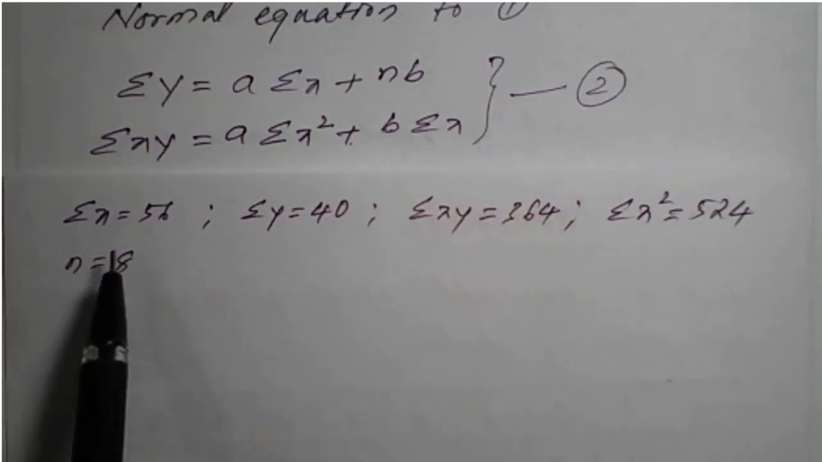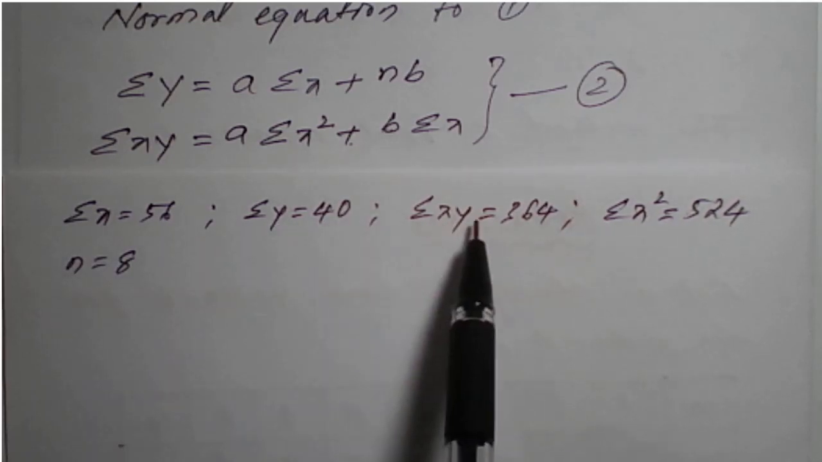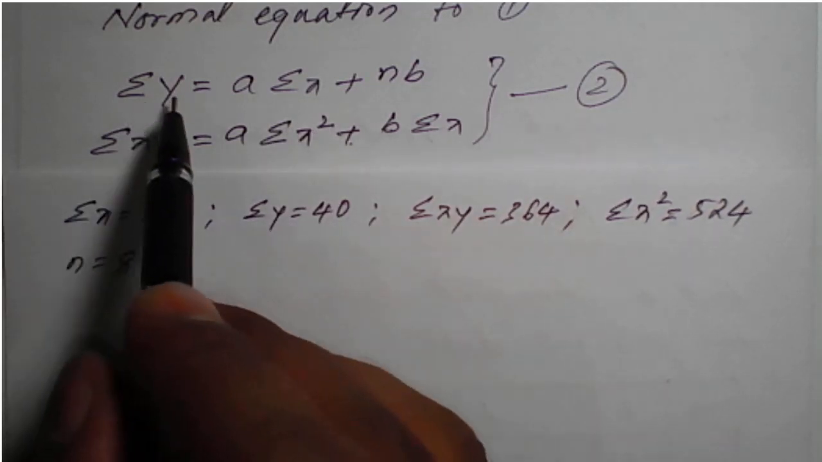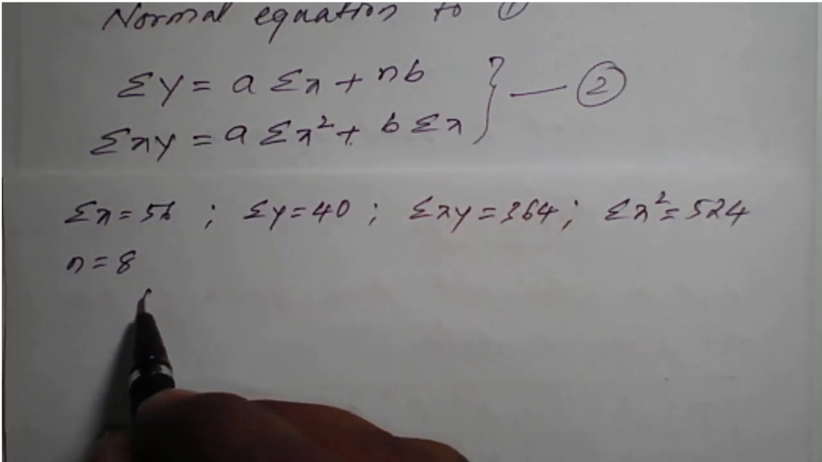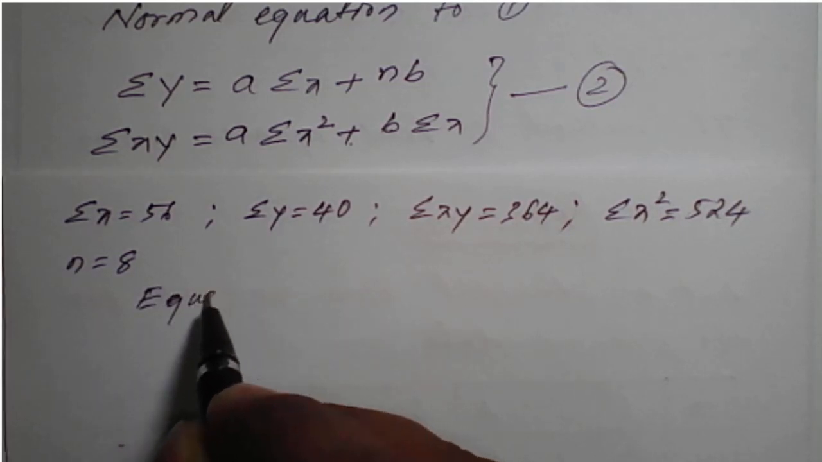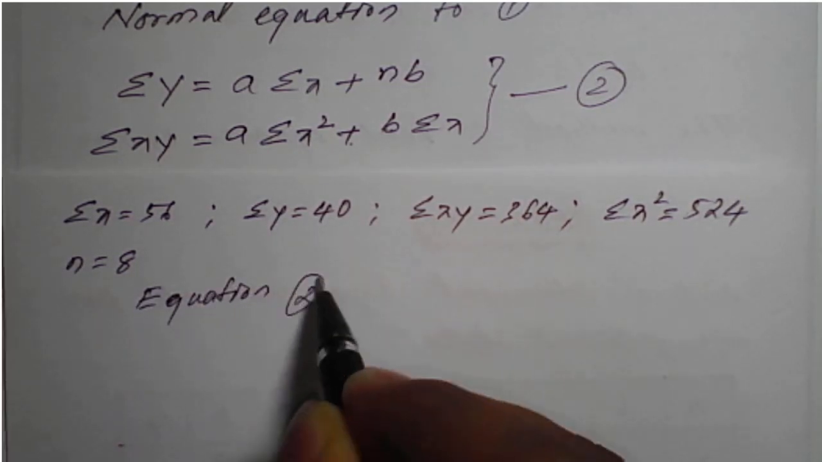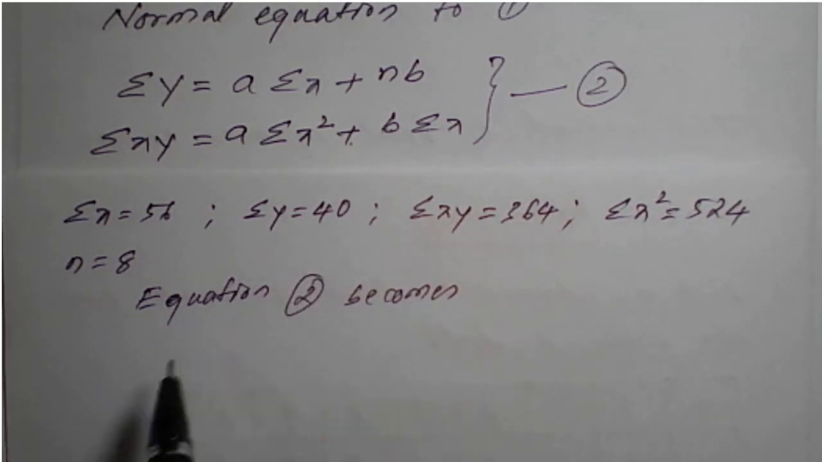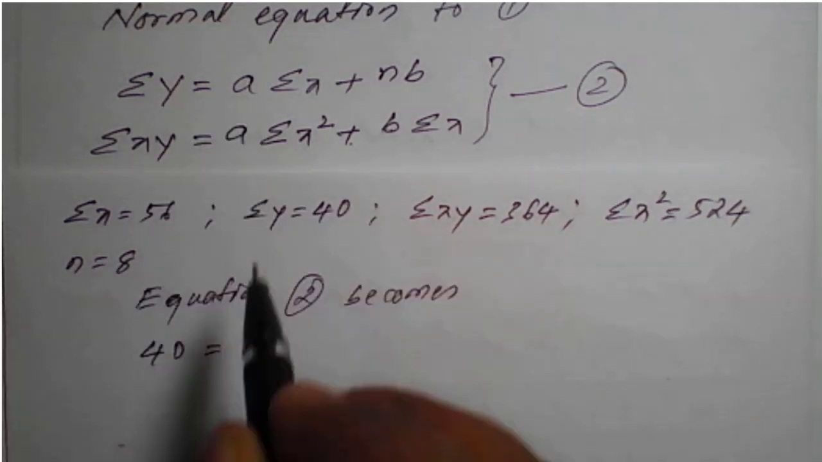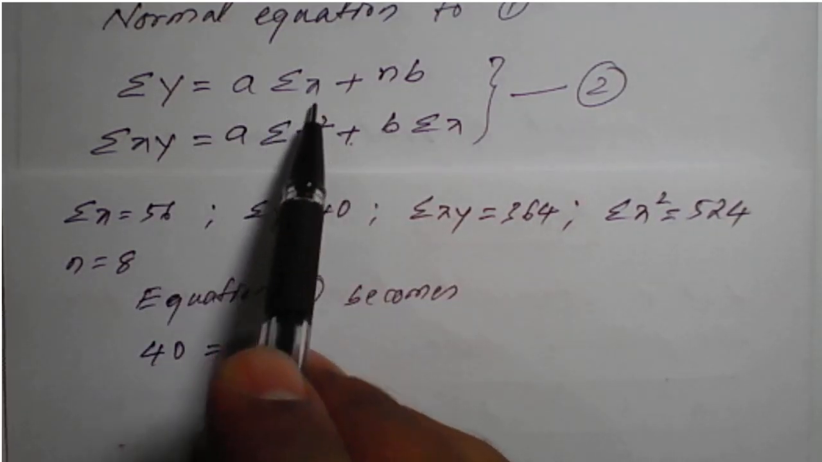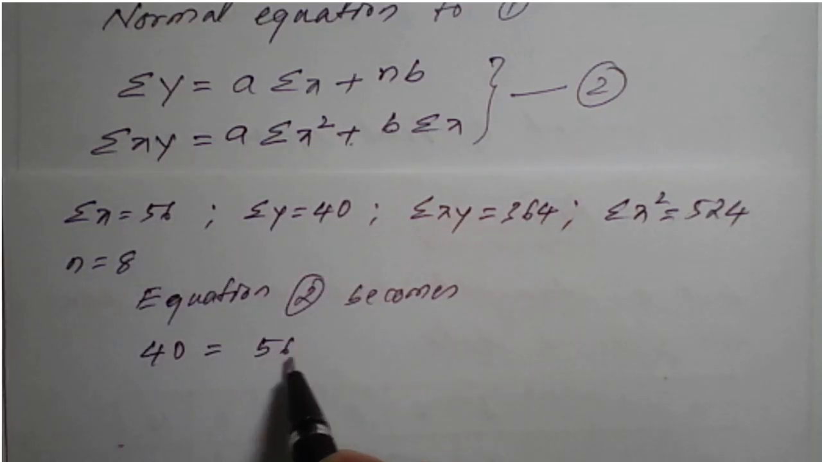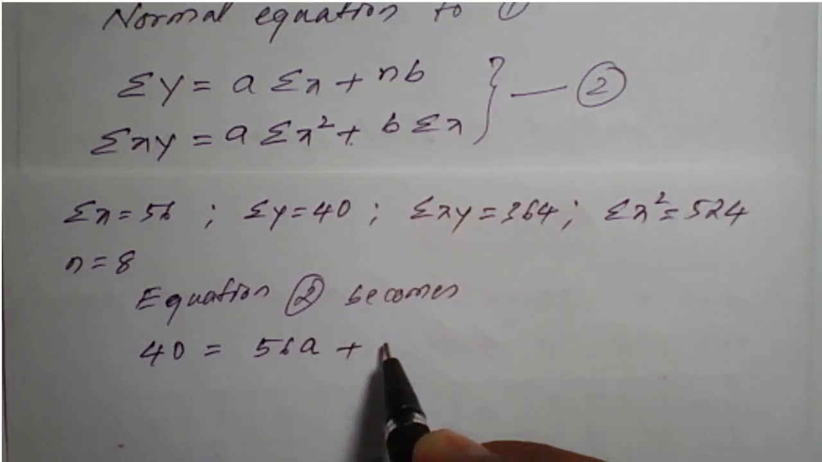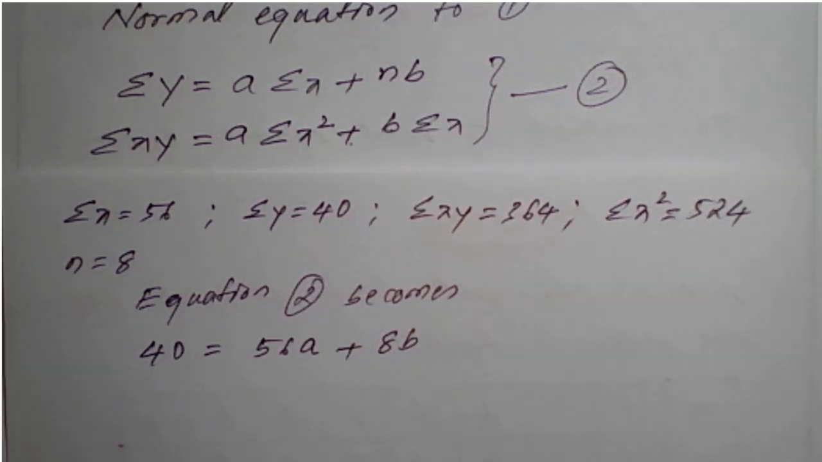Now these values I have recollected: summation x, summation y, summation xy, summation x square, and so we'll apply them in equation number 2. Equation 2 becomes summation y, that is 40, is equal to a, a constant as it is, plus summation x value, which is 56. I'll write 56 into a plus n, which is 8. The b value we don't know, so it will become 8b.